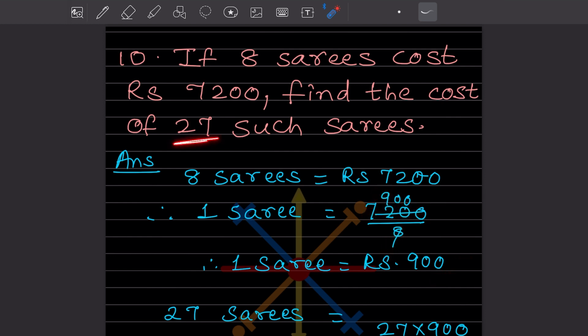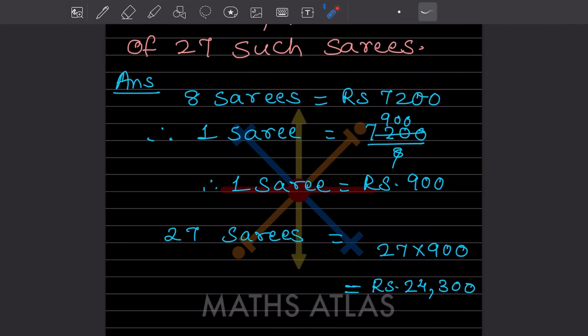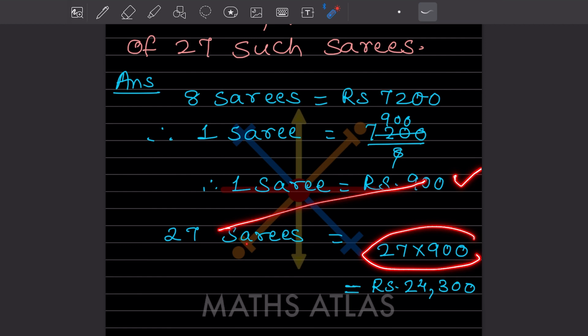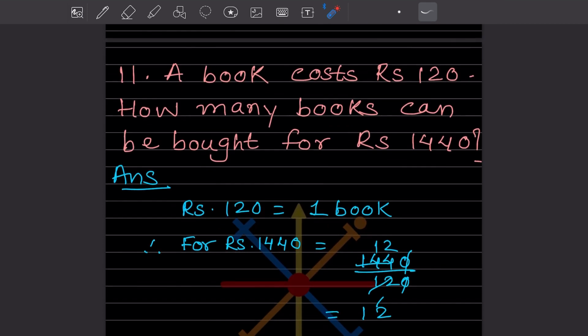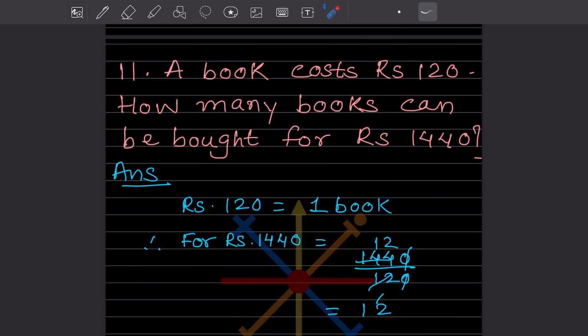Now we want 27 sarees. One saree is 900 rupees, so 27 sarees, you are going to cross multiply. So this will be 27 into 900. That is rupees 24,300.